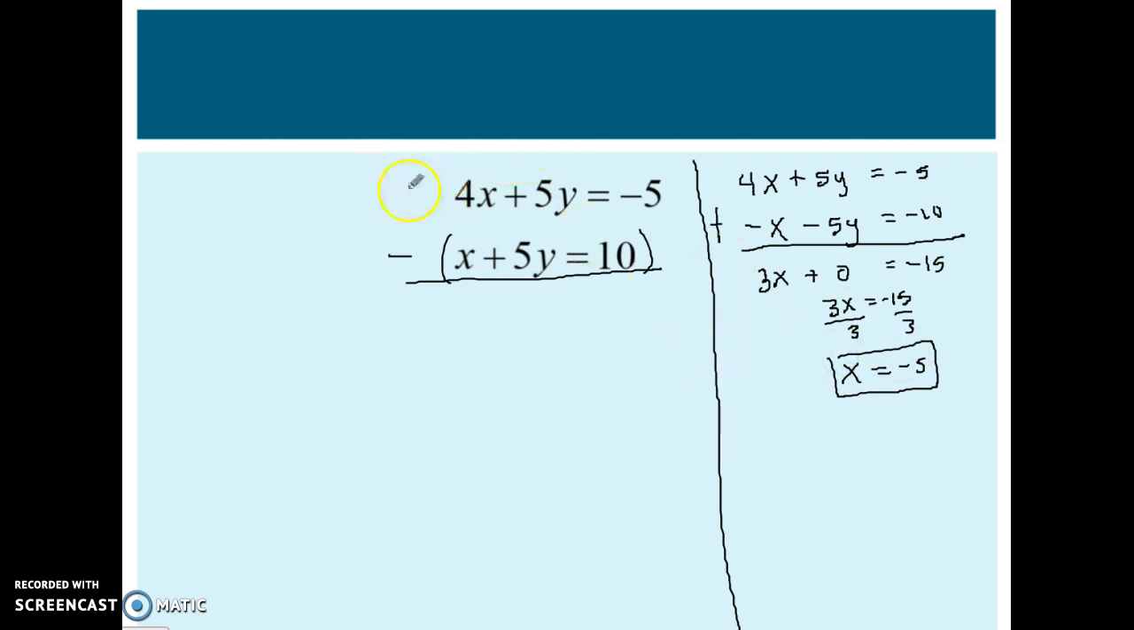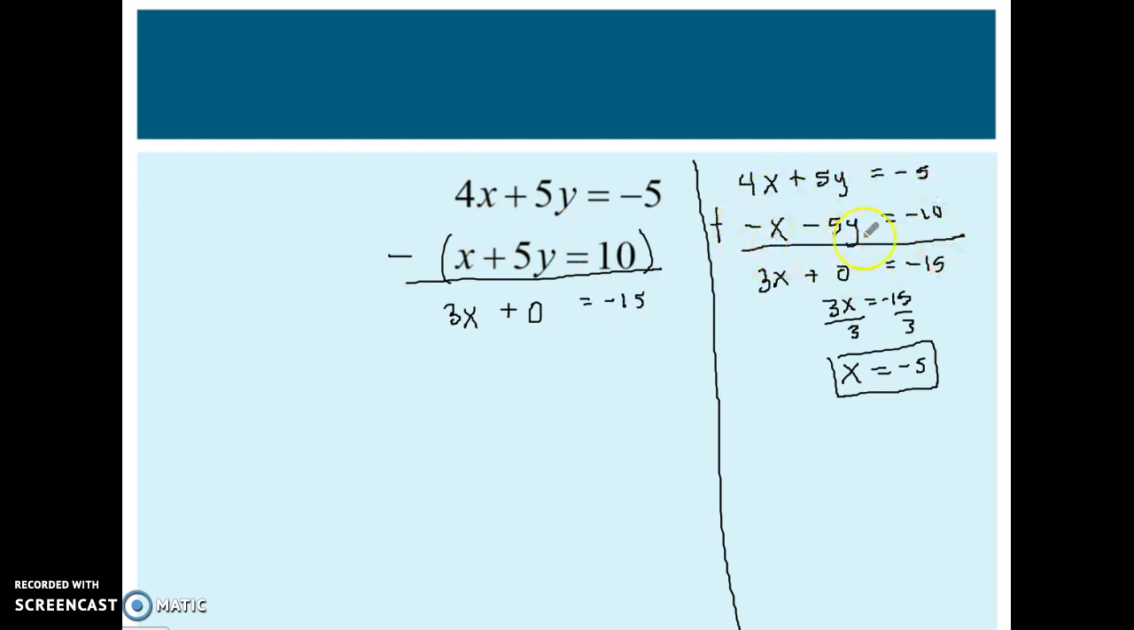Okay, using our other method, if we were to subtract, 4x minus x is 3x. 5y minus 5y is 0. And this is where students would make mistakes. They would add negative 5 and 10 and write this as a positive 5, but it's negative 5 minus 10. Negative 5 minus 10 is equal to a negative 15.